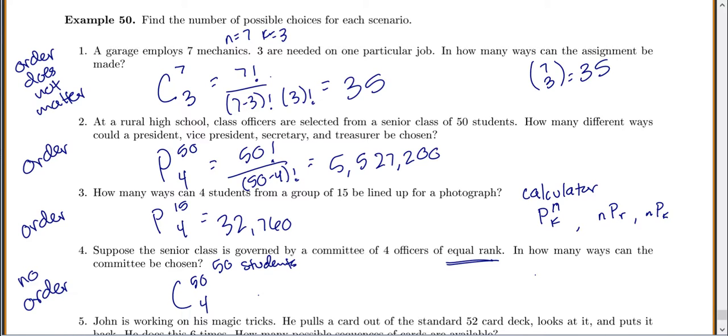So let's do a combination of 50 choose 4, or we could write it as 50 choose 4 if you prefer. So 50 choose 4 is 230,300. So I should put 3 and 4 back together again. If the order matters, there was over 5 million ways to choose. If the order doesn't matter, there's only 230,000. So that makes a big difference.